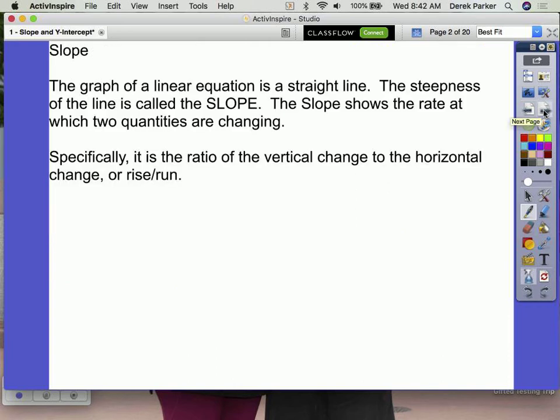The graph of a linear equation is a straight line, always. The steepness of the line is called the slope. The slope shows the rate at which two quantities are changing. Specifically, it is the ratio of the vertical change to the horizontal change, or rise over run.